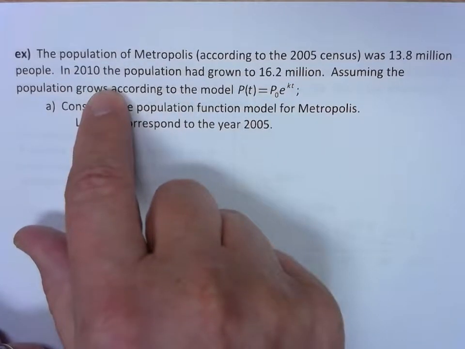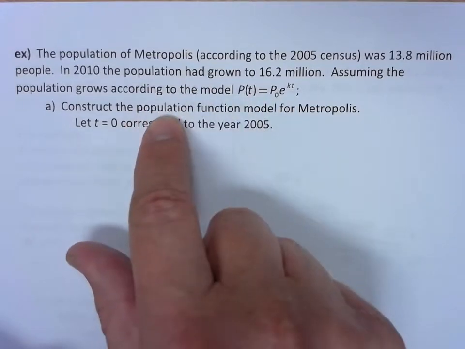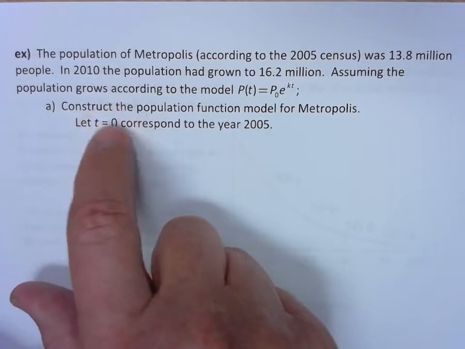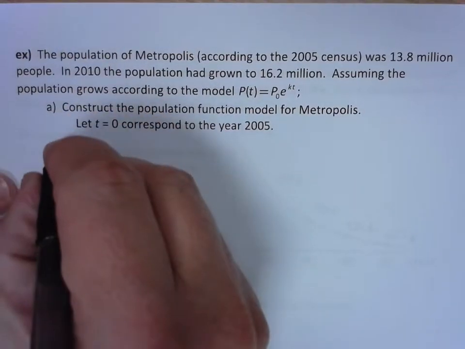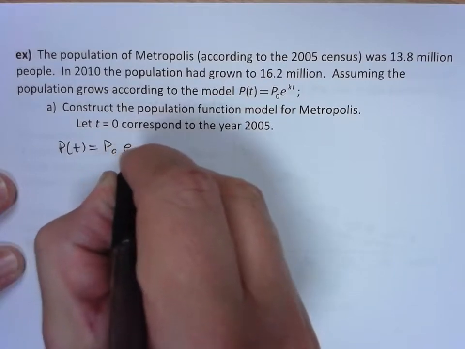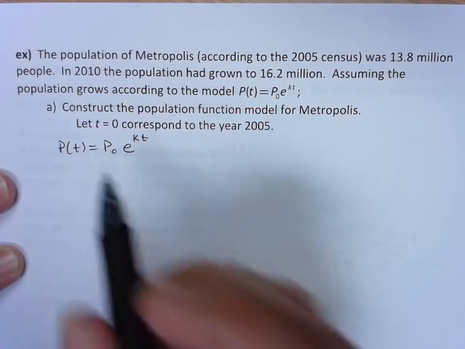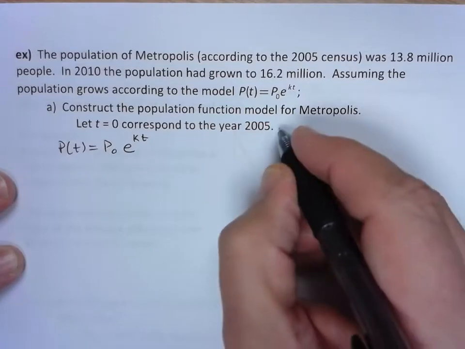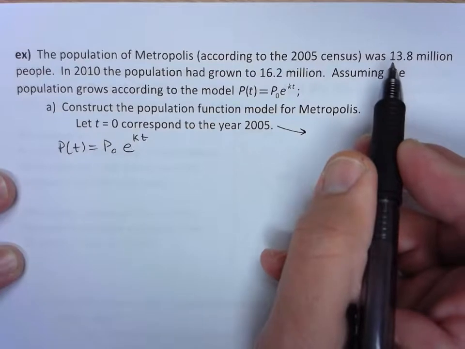So assuming the population grows according to the model that we used in our first example, I want to construct the population model for the city of Metropolis and let t equal 0, let the initial time correspond to the year 2005. Well, in the model, the things you need to add to it are p sub 0, the value of k in the exponent, and that'll complete the model. Well, if t equals 0 is the initial timestamp, then that means the population in the year 2005, according to the census, is going to need to be our p sub 0 amount.